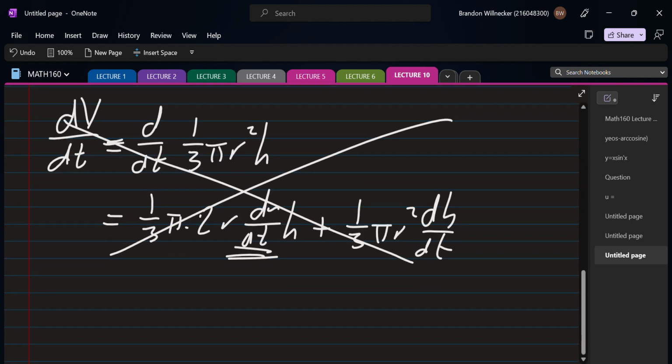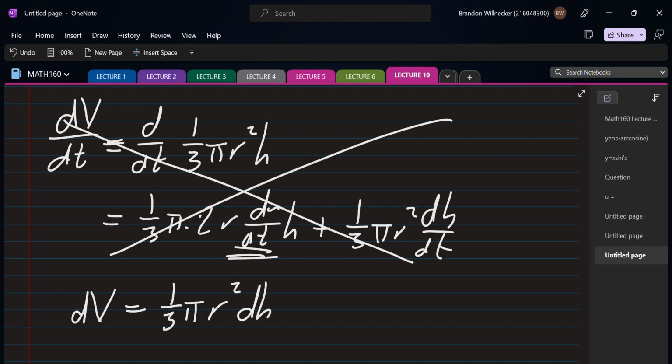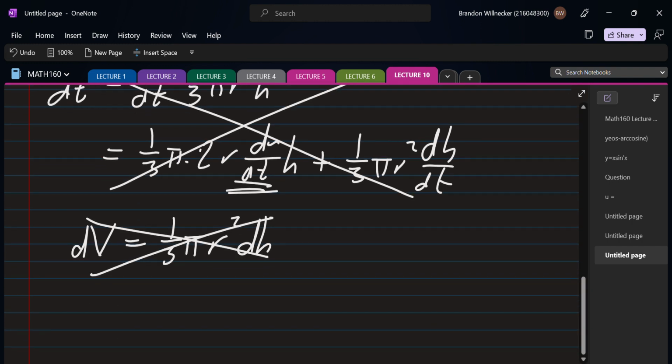Other issues with this one, students were writing dV is equal to 1/3 pi r squared dh, right? As if we were doing that error approximation with the differentials. Okay, please don't do that. The error approximation with differentials is completely separate from rates of change. Okay, please do not do that.